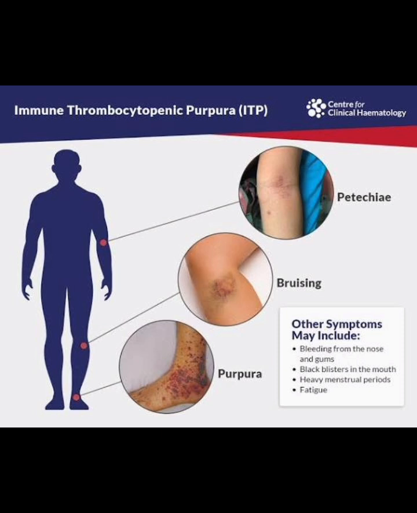So ITP, what are the features we can find? There is purpura. Look at the purpura features: bruising and petechiae. So petechial rashes, purpuric rashes and bruising.